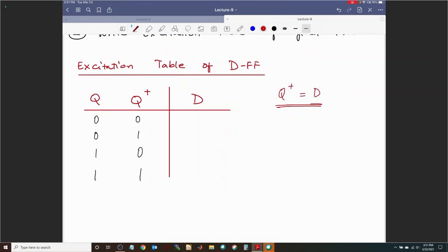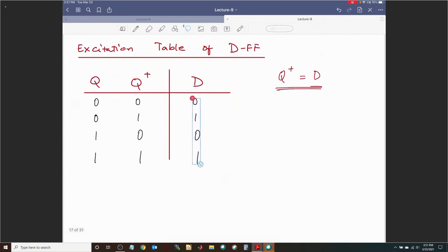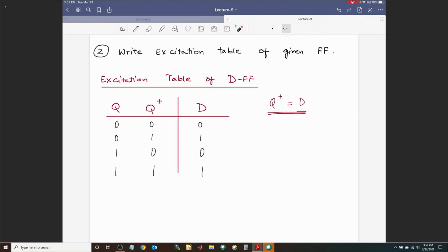So, literally, what I can do is copy this and paste it here. Do you see that? If you want a 0 as your next state output, you have to give the excitation of D as 0, and 1 and 0 and 1. You see that? All right.